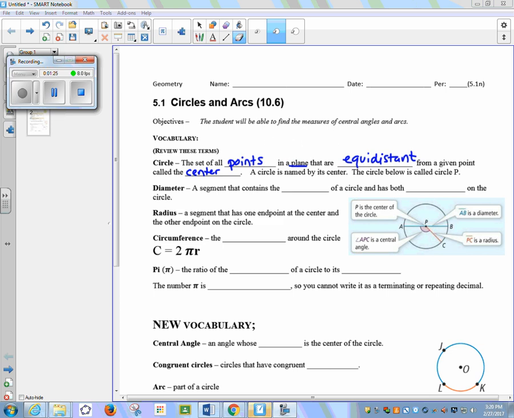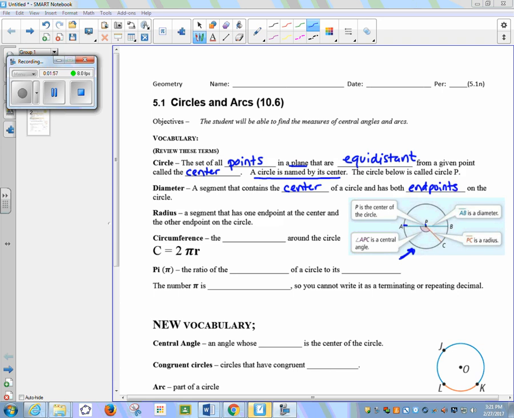That 2 inches is significant. That's really basically determining the size of the circle. A circle is named by its center, so this circle that we have an example of right down here is called circle P because the center point is called P. A diameter of a circle is a segment that contains the center of the circle and has both endpoints on the circle.